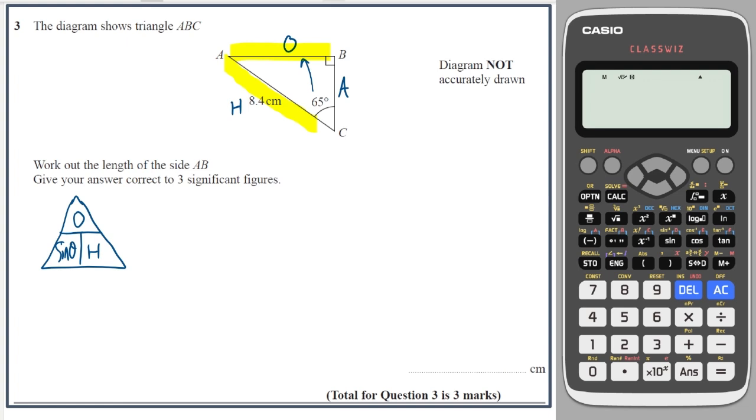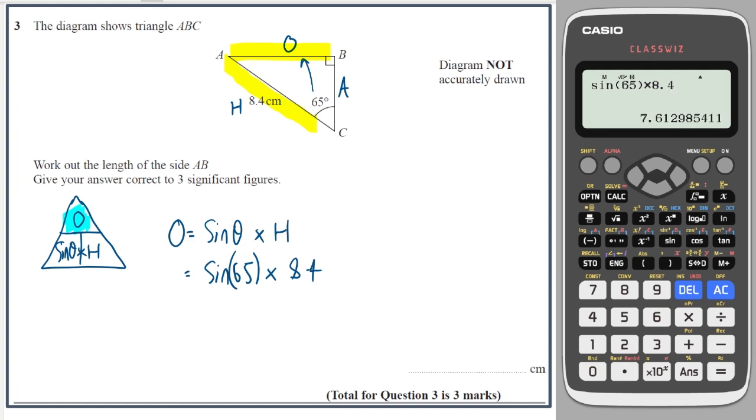So I draw my triangle, sine of the angle is O over H. I'm trying to find O, so I cover O in my triangle, which tells me that the opposite is equal to, the H down the bottom means multiply them together. So sine of the angle multiplied by H. So in this case that is sine of 65 multiplied by 8.4, being sure to put that in brackets there. So I go to my calculator, and I press sine of 65, close brackets, multiplied by 8.4, and that gives me 7.61 to 3 significant figures. Yes, that is correct, 7.61.